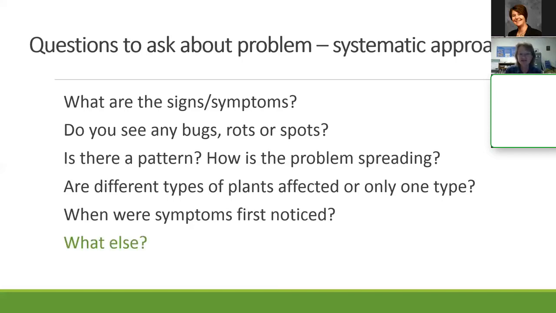And I don't know what else. I want to just think a little bit about what other questions you would ask to take this systematic approach. And again, I encourage you to read through that Virginia publication, because I'm just covering a few of the basic ones that they suggest.